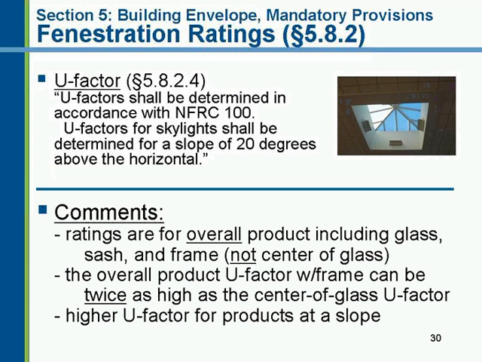When we talk about NFRC 100, be aware that these ratings are for the overall product. It's the glass and the sash and the frame. So it's not just the center of glass. And this is an important factor because heat loss through some of the framing materials, particularly metal, is very high. You can have a product where the center of glass U-factor might be 0.29 or 0.30 if you've got double glazing with a very good low emissivity coating. But when you put that in a metal frame, you could have an overall assembly U-factor of 0.6. So it's important to know that it includes the entire product, and that the factors are higher for products on a slope, perhaps 20% higher.